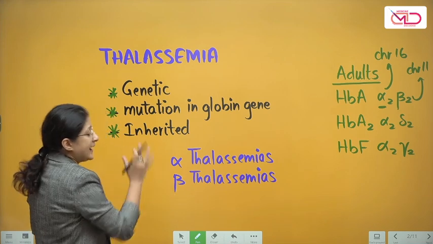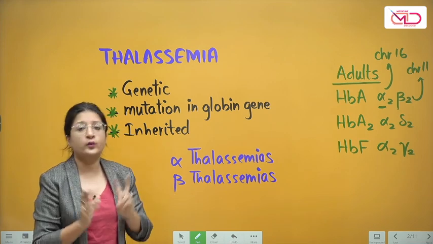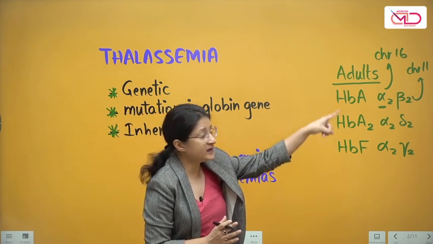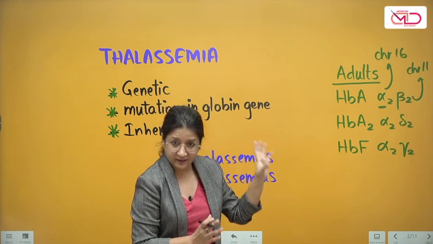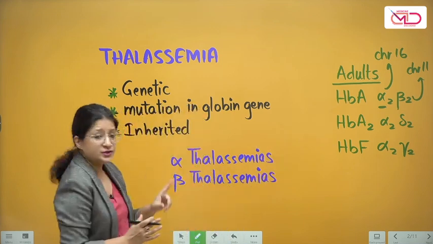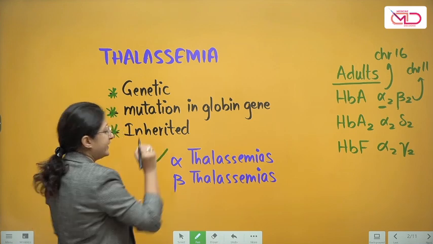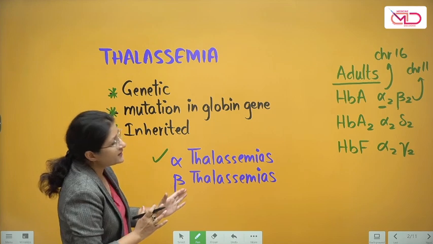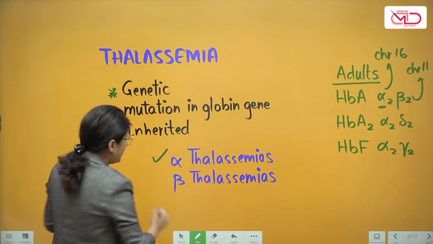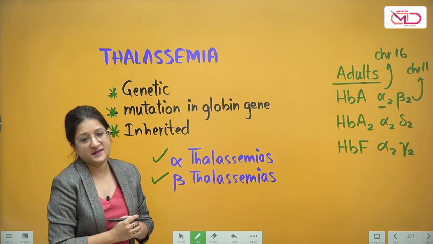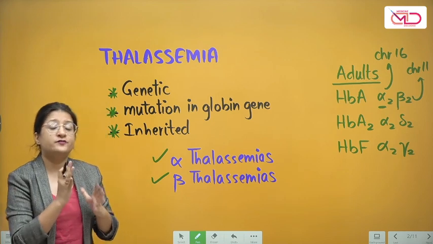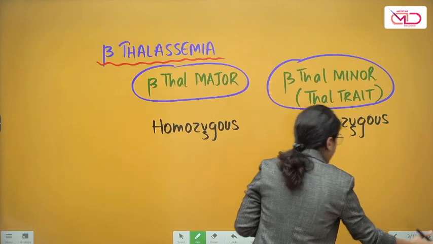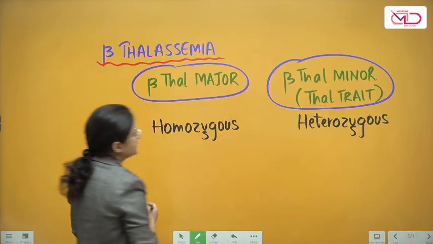Now, the thalassemias can be grouped into 2 broad types depending upon which chain has been affected by the mutation. When the mutation is in the alpha chain, we get the alpha thalassemias. When the mutation is in the beta chain, that means chromosome number 11, then we get beta thalassemias. In our discussion today, we are focusing more on beta thalassemias. So let's get going.